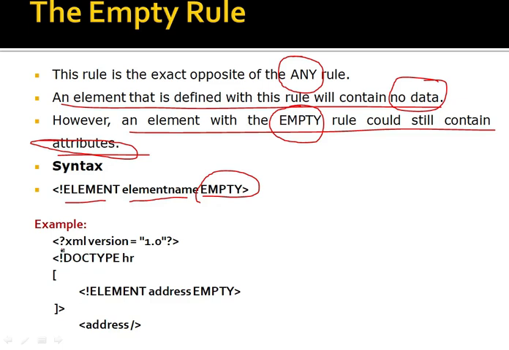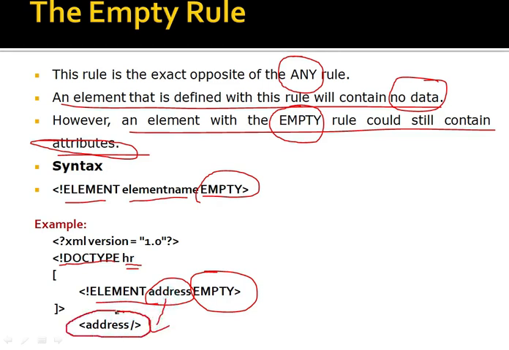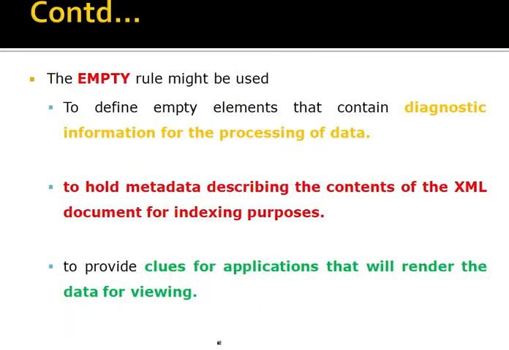For example, here the DTD starts here. This is the root element, and inside that you have one element, that is address, and that element is empty. If you look at this element, there is no close tag for it. So this is actually an empty element.